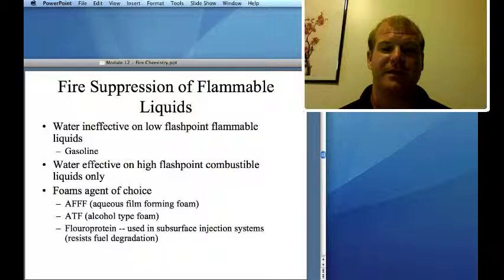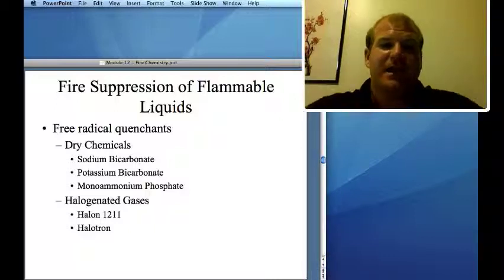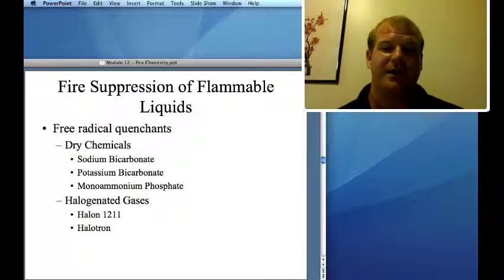These are used specifically in subsurface injection systems, and this resists fuel degradation. So that's an important thing about the fluoroprotein. Also, free radical quenchants. This is with the fire tetrahedron to get rid of the chain reaction. Dry chemical sodium bicarbonate, that's also baking soda, potassium bicarbonate, monoammonium phosphate, and some halogenated gases like halon and halotron.